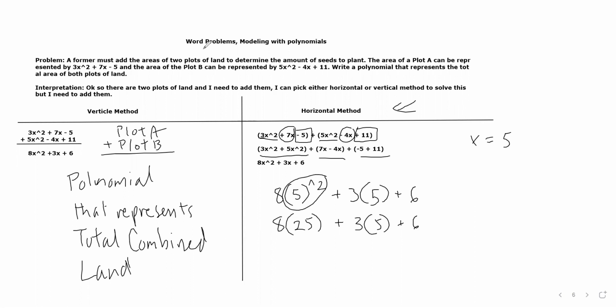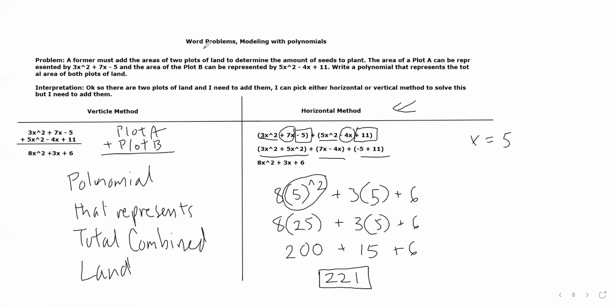Now we do all the multiplication, because multiplication is what gets solved after. So 25 times 8, right? If you get 8 quarters, that's $2. So this will be about 200. Plus 3 times 5 is just 15. Plus 6. So then this becomes 221.